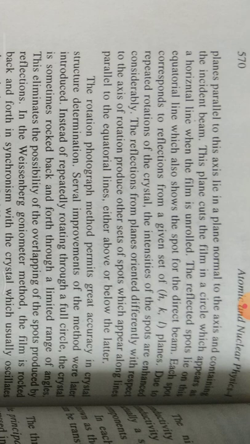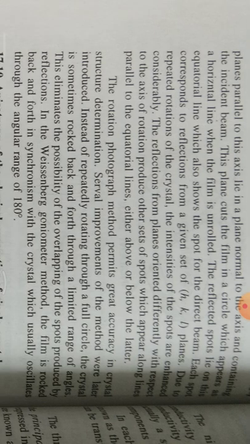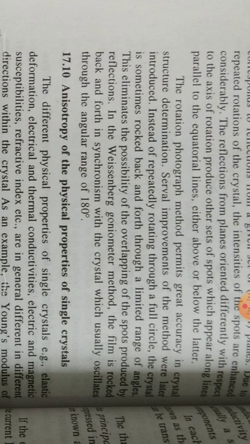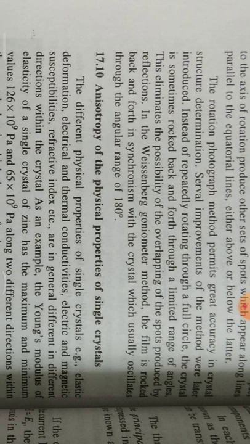When the film is unrolled, the reflected spots lie on this equatorial line, which also shows the spot from the direct beam. Each spot corresponds to reflections from a given set of hkl planes due to repeated rotations of the crystal. The intensities of the spots are enhanced considerably. The reflections from planes oriented differently with respect to the axis of rotation produce other sets of spots, which appear along lines parallel to the equatorial line, either above or below the latter. The rotation photograph method permits a high degree of accuracy in crystal structure determination.